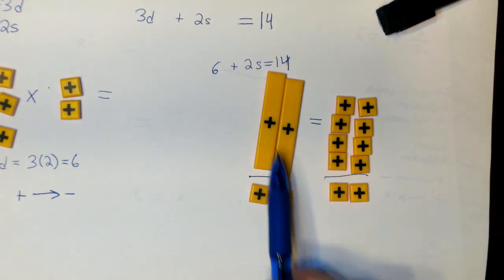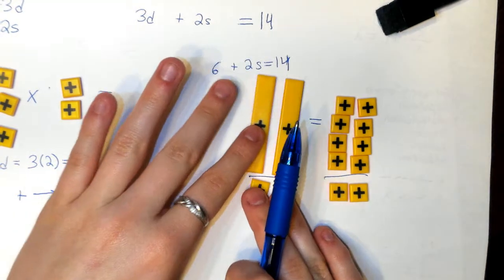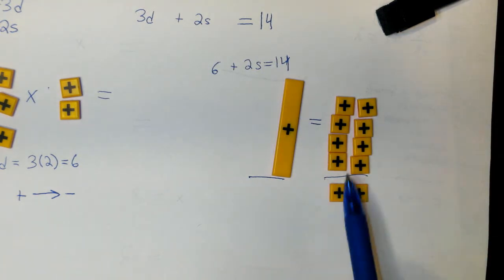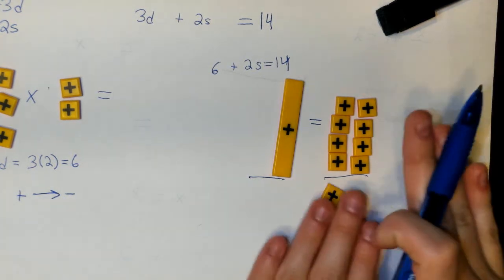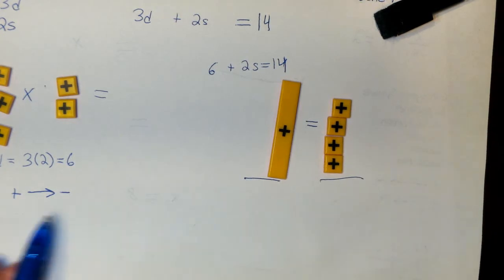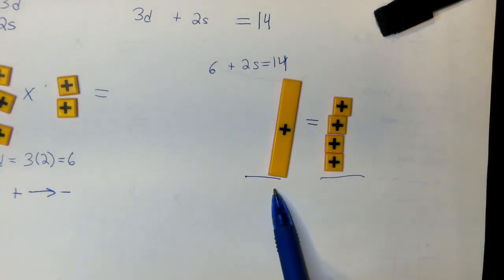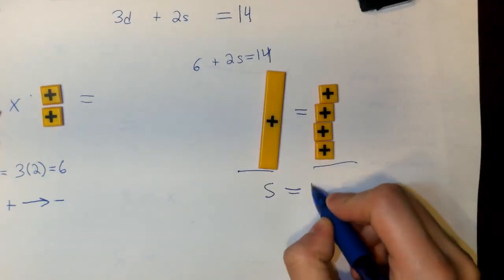Okay. So 2s divided by 2 is 1s. So these go away. And we have 8 divided by 2, which is multiplying by a half. So the 2's go away, and we take away half. So we end up with the equation s is equal to 4. So s is equal to 4.